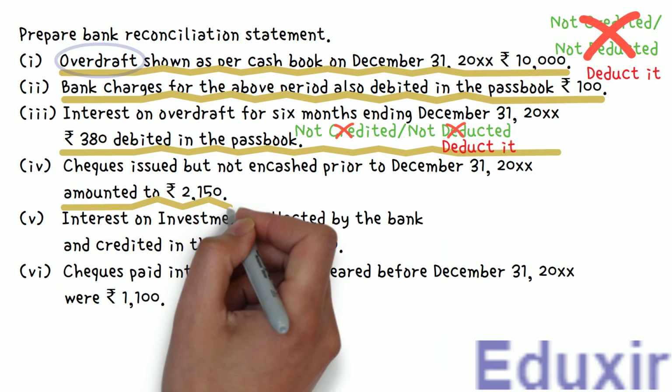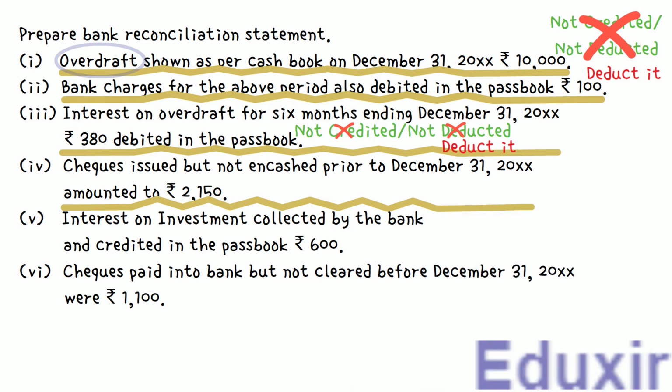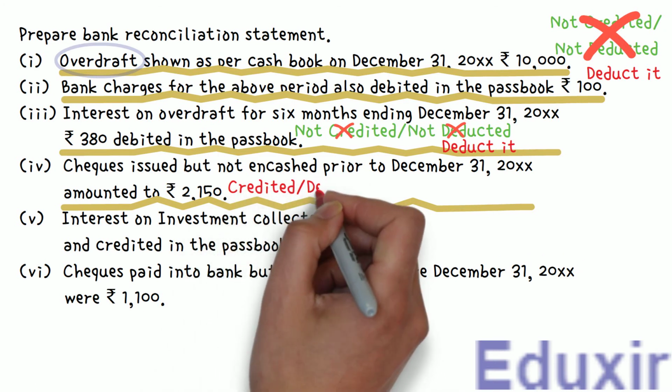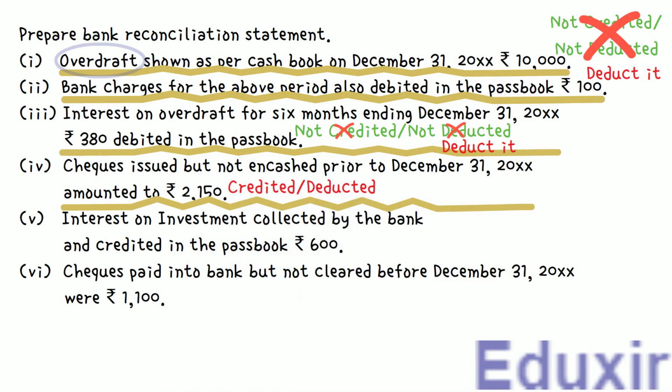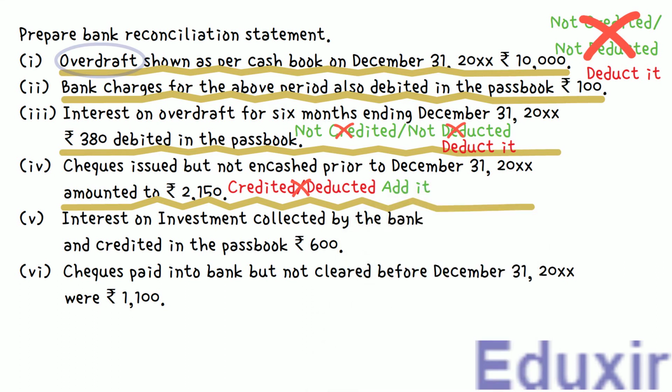Here it is specified that the checks for 2,150 rupees were issued but not encashed. So in this case, the business has issued 2 checks. Before issuing these checks to anyone, these check amounts will be credited on the payment side in the cash book. However, these checks were not encashed by the time the bank statement is received by the business. So these check amounts will not be debited in the bank passbook. So clearly, there will be a difference between the business cash book and the bank passbook. So we need to add these check amounts to the cash book balance to get the passbook balance.